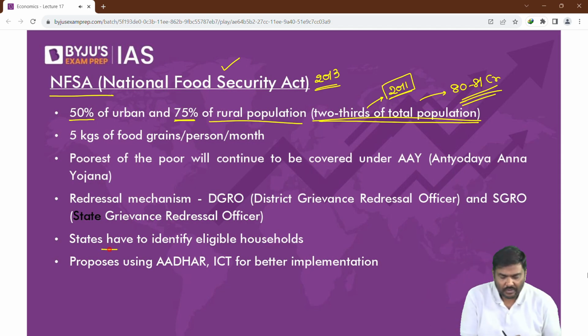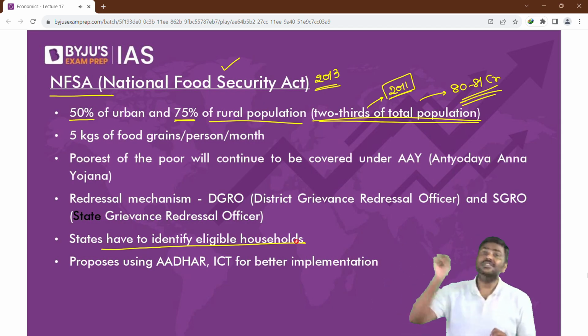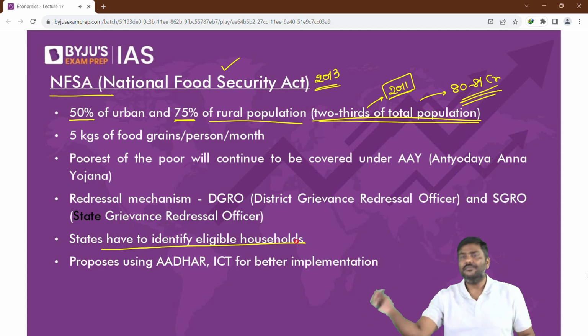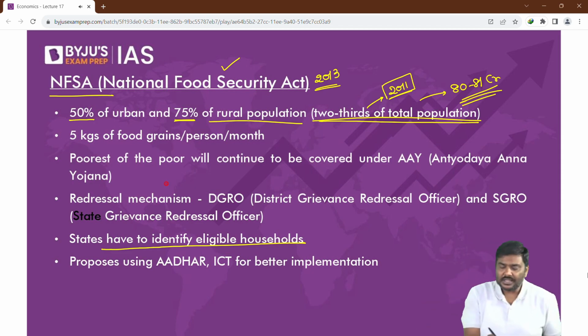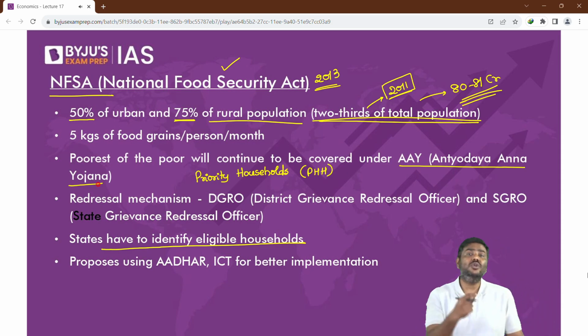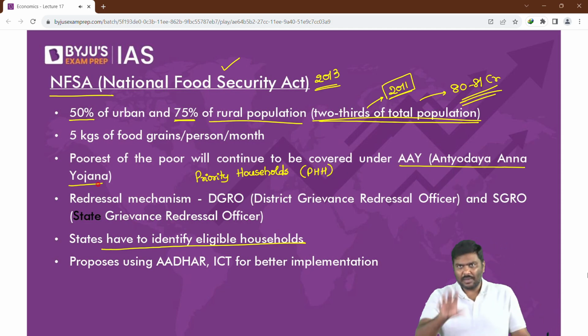It is rural India. Point number two, the beneficiaries under this will have to be identified by the state government. Point number three, the beneficiaries are further divided into two parts. One is priority households, PHH. Remember this carefully. The second one is called Antyodaya households.